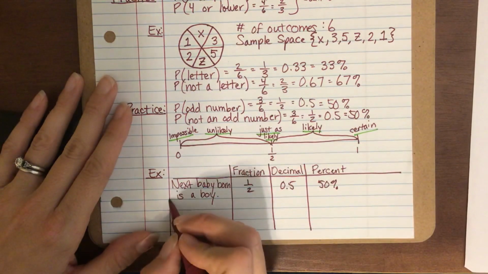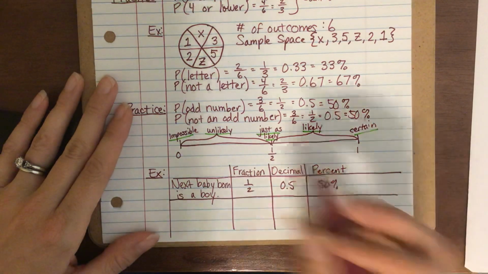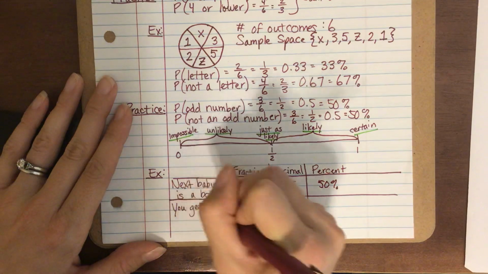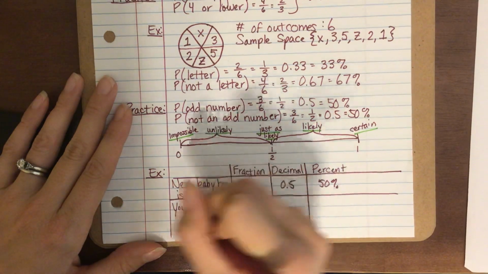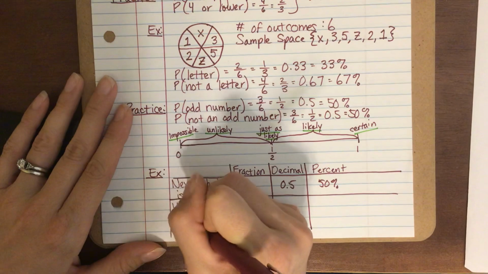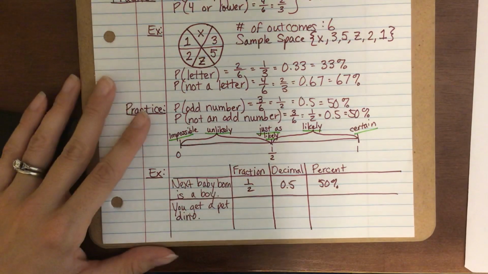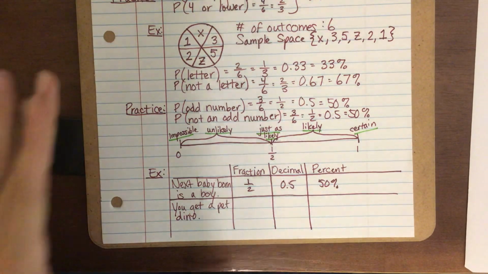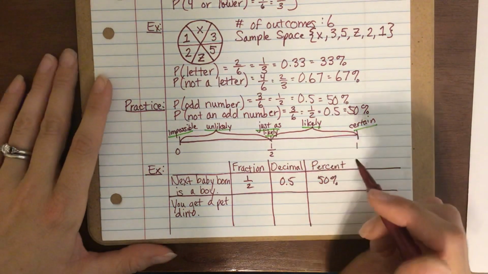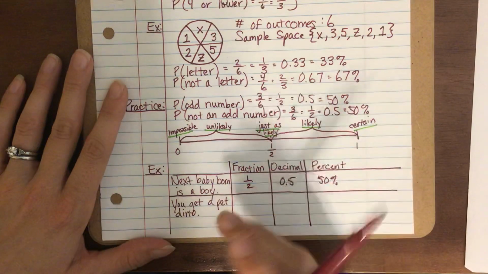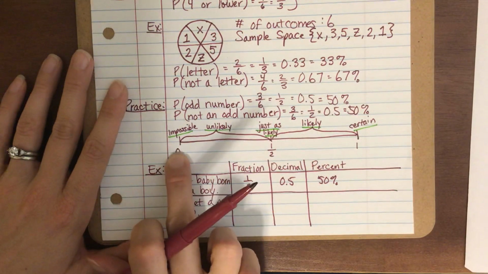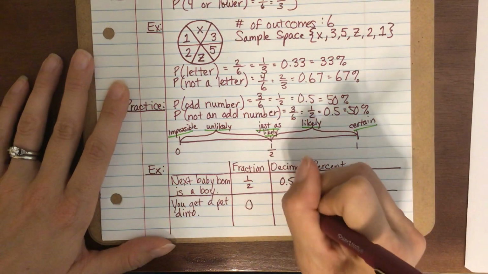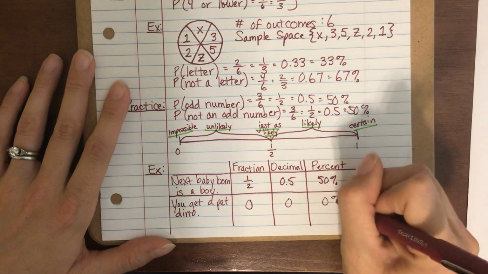So here we go. The likelihood you get a pet dinosaur. Okay. Dinosaurs are extinct, so unless it's a plastic dinosaur, you're probably not getting it. Let's assume that we're talking about a real dinosaur. The likelihood of getting that dinosaur is right here. It's impossible. You will not be getting a live dinosaur. So this would be 0, 0, and 0%.